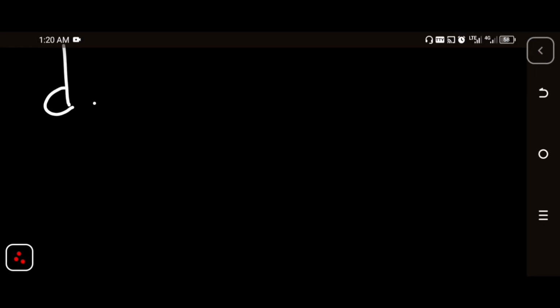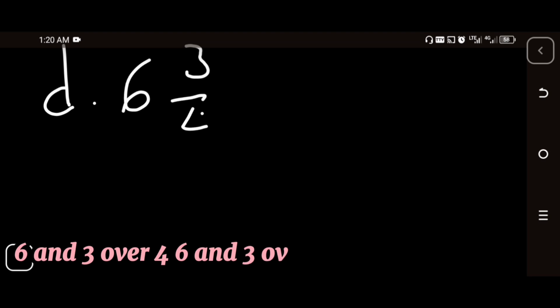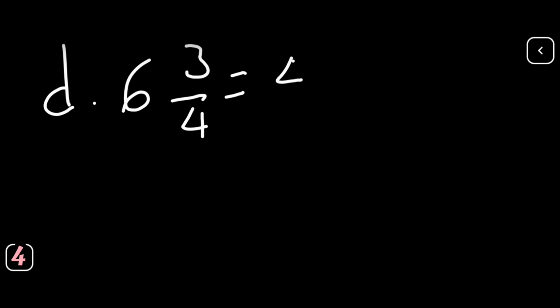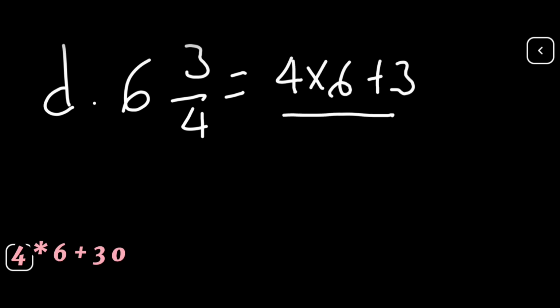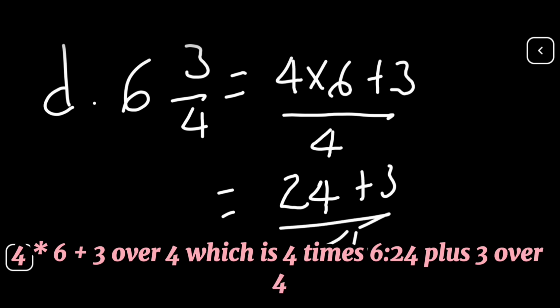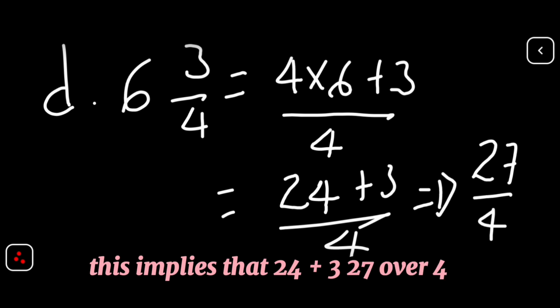And another example, that is D, 6 and 3 over 4. This can be written as 4 times 6 plus 3 over 4, which is 4 times 6, 24, plus 3 over 4. This implies that 24 plus 3, 27 over 4 is the improper fraction.